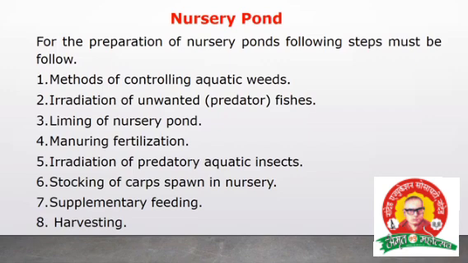The steps are: controlling aquatic weeds, eradication of unwanted predator fishes, liming of the nursery pond, manuring and fertilization, then eradication of predators, meaning insects, stocking of carp spawn in the nursery pond, then supplementary feeding, and the last one, harvesting. On the basis of these eight subtitles, I will explain about the nursery pond.